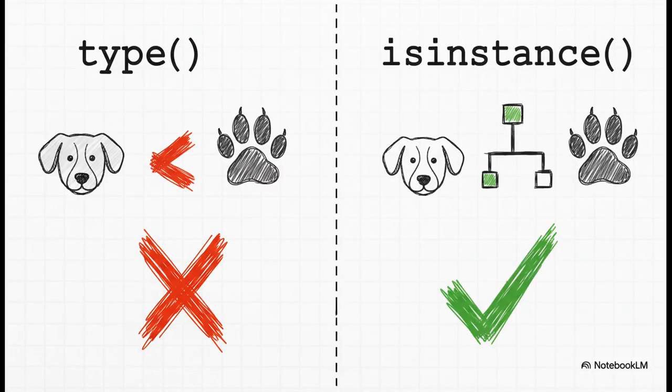Now watch this. If we use type and ask, is my dog object an animal, it says false. Why? Because type is a strict bouncer at a club. It's looking for an exact ID match, and our object's ID is dog, not animal. But look at isinstance. It understands the family tree. It knows a dog is a type of animal, so it correctly says true.